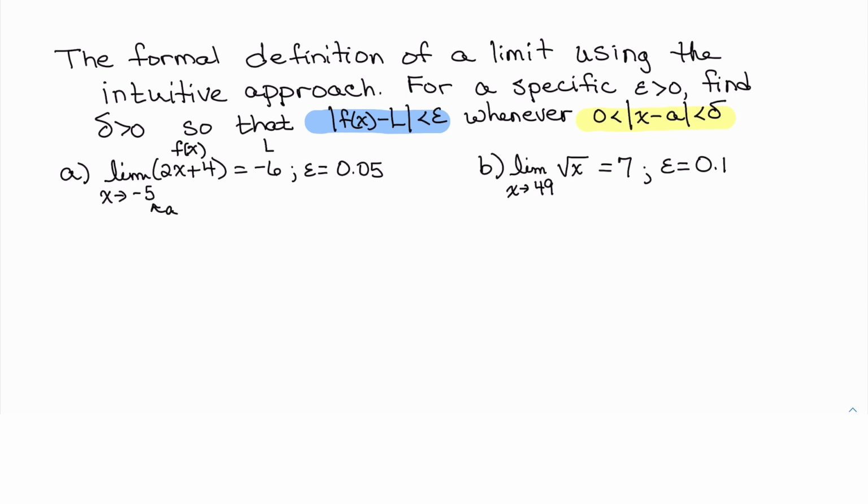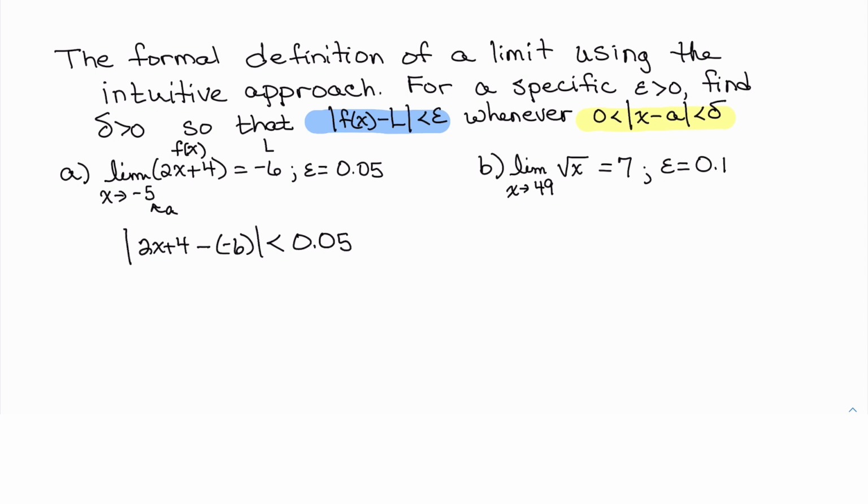So now when we look at what's highlighted in blue, we start with the absolute value of, in this case, our function is 2x plus 4, and then minus our L here is a negative 6. So minus a negative 6, that's what's in the absolute value, and it's less than the epsilon that they give us in this particular question. So our epsilon is 0.05. Now we're going to work through the steps.